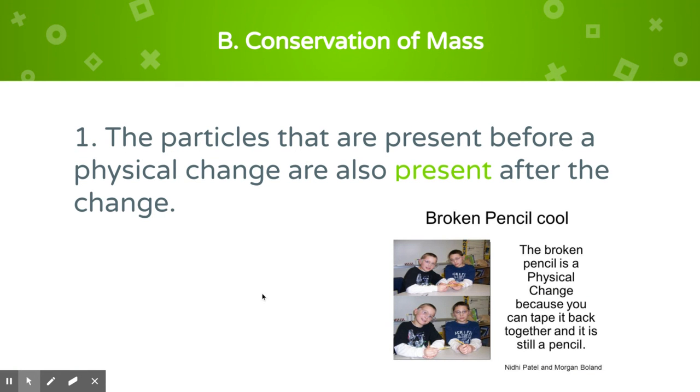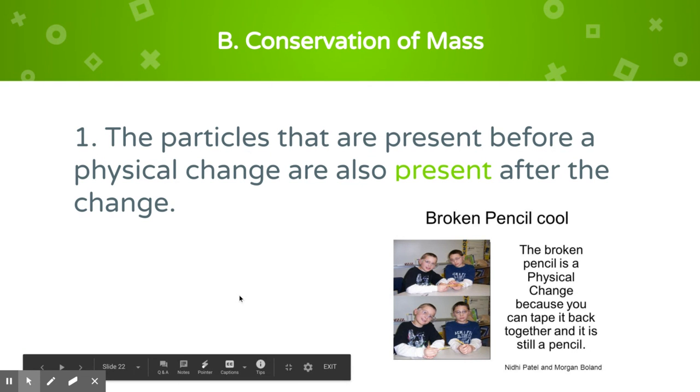Conservation of mass. The law of conservation of mass basically says that matter cannot be created or destroyed. We can move it around, but we cannot lose it. So the particles that are present before a physical change are also present after the physical change. If you break a pencil, part of the pencil doesn't disappear. All those molecules are still there. They're just in two halves of a pencil.